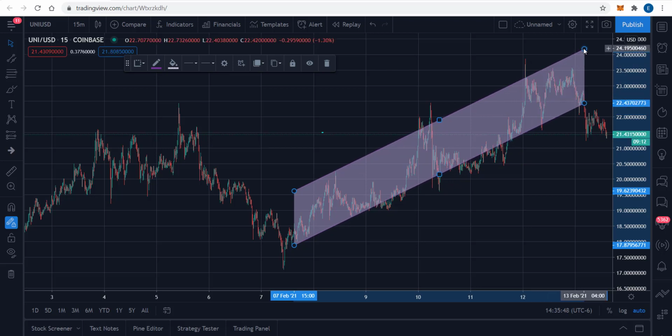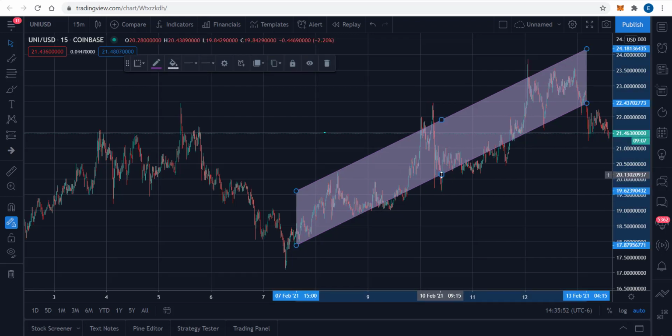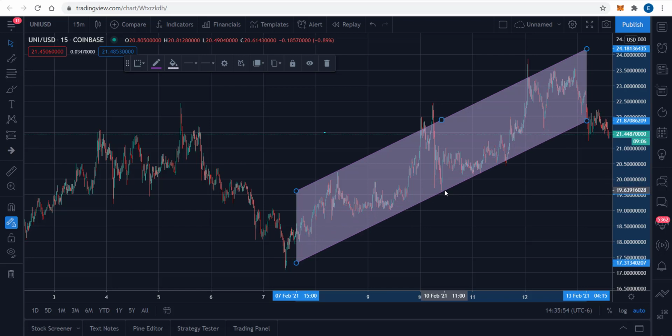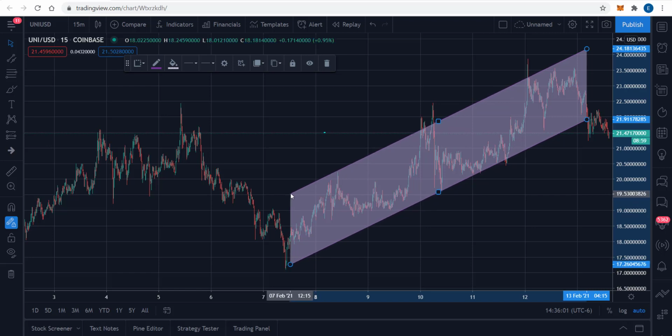So we could even pull our channel, this parallel channel. We can widen it a little bit more, maybe tighten it a little more, or a number of things we can do to this. It's one of the things I like about TradingView is it really does allow me to manipulate this.